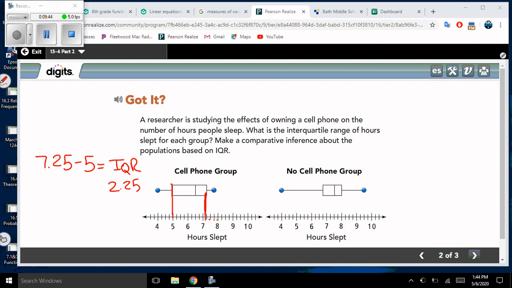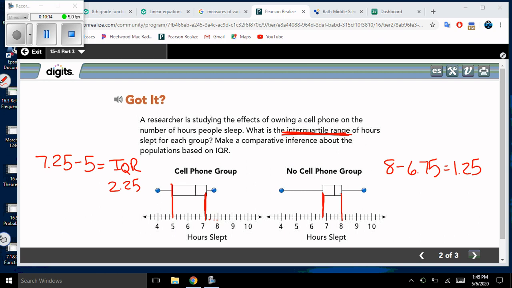On the next one, we're looking at about 6.75, and this one's about 8. So we're looking at 8 minus 6.75, and that's about 1.25. Okay, and again, we know what we're looking at because it says we want the interquartile range. So we made an interquartile range calculation. We're comparing 2.25 to 1.25. And so what is this telling us?